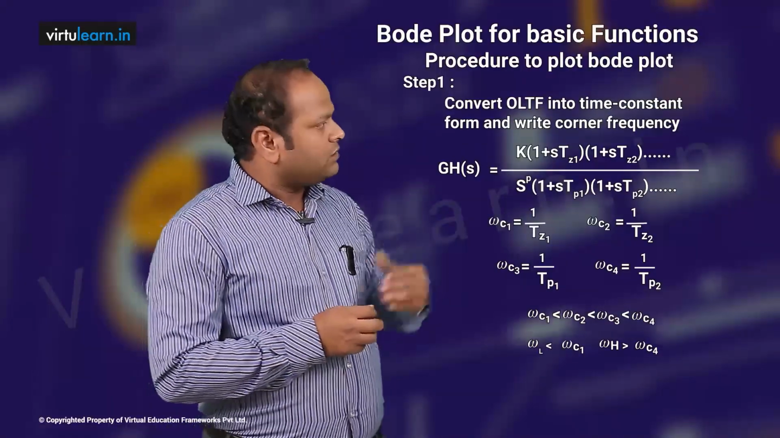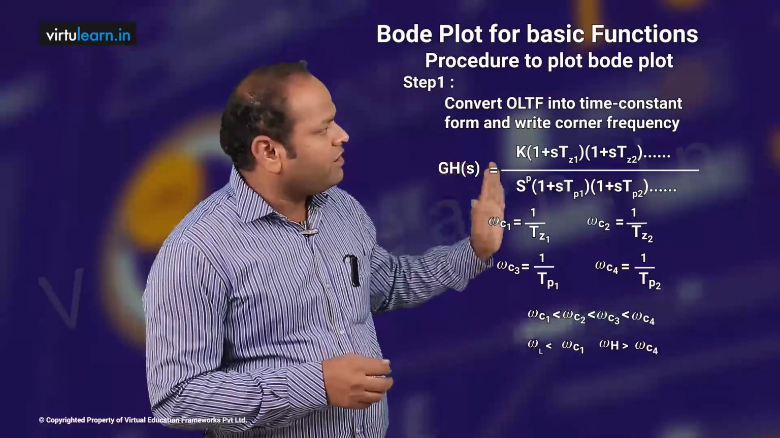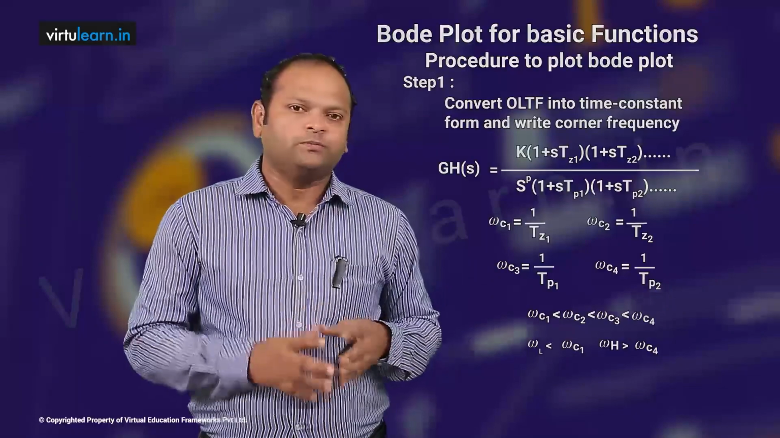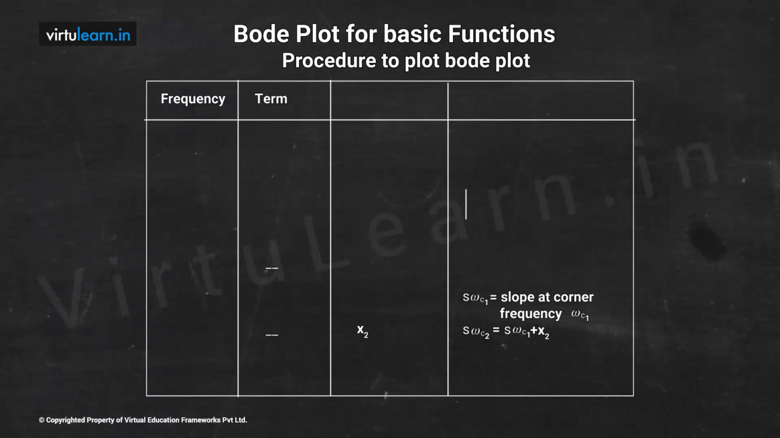Once we have these frequencies omega L and omega H, we can fill this particular table in step 2. What does this table contain? This table will have columns. The first is the corner frequency, the second is the corresponding term, the third is the slope of that particular term, and the last column is the change in slope, or the next slope I can say. So these are the 4 columns I have. Then once you have corner frequencies, terms, slope of that particular term and the next slope or change in slope, what are the rows?